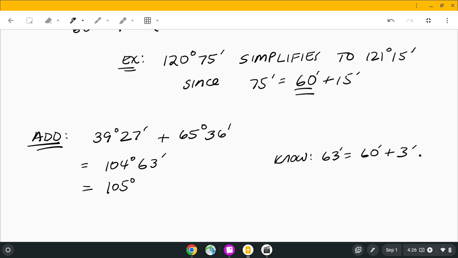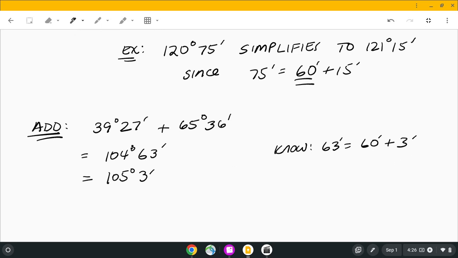But then we'll still have 3 minutes left. So this here, when we add these together, we still do this part: 7 plus 6, 13, 3, 4, 5, 6. And then 39 plus 65 is 104. But then we always have to check to see if we went beyond our max of 59.